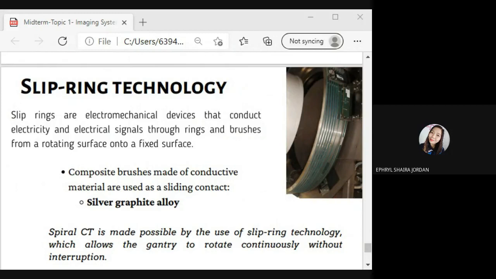Brushes that transmit power to the gantry components glide in contact grooves on the stationary slip ring. Composite brushes made of conductive material are used as a sliding contact. An example of a material usually used as a brush is silver graphite alloy. Spiral CT is made possible by the use of slip ring technology, which also allows the gantry to rotate continuously without interruption and without the use of cables.